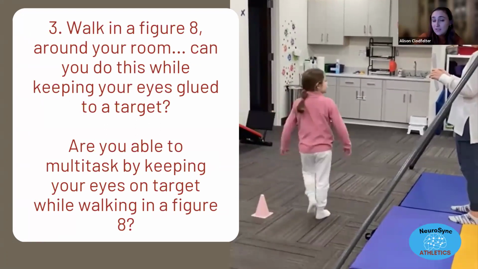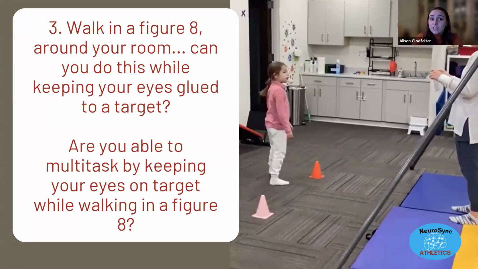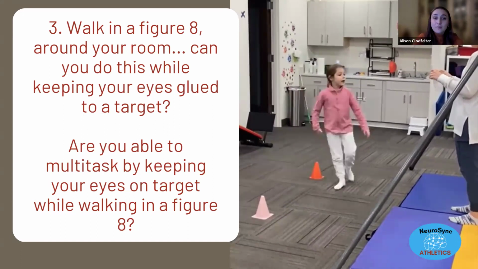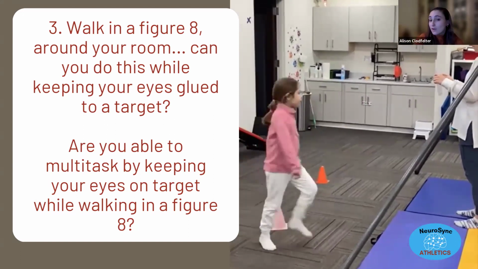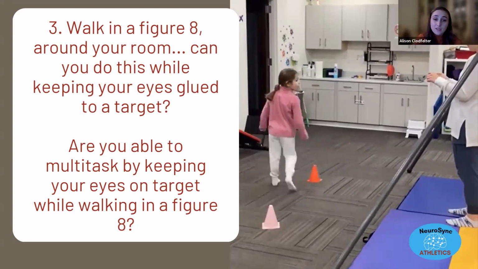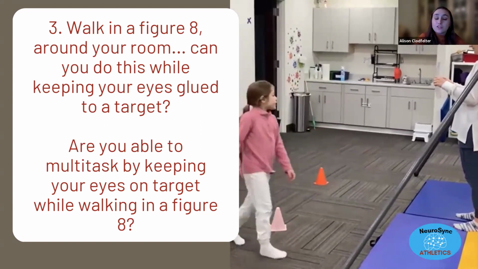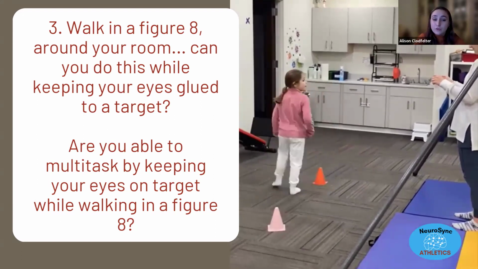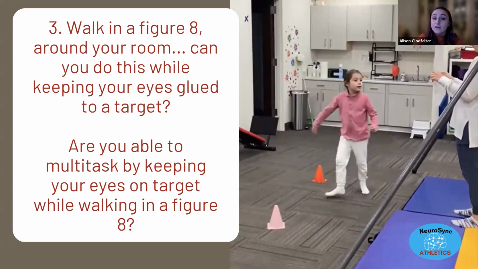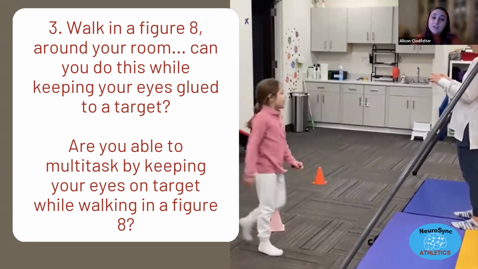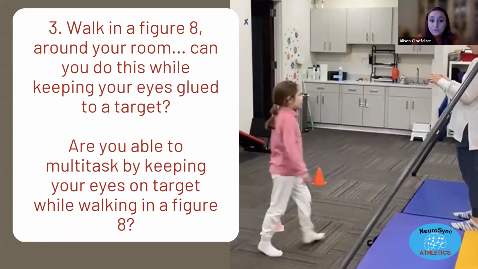So our last movement that we can experiment with, this one's a little trickier. If you don't have enough room in your environment, that's okay. But you can test it out if you have a safe, open space to try it in: a figure 8 walk. You can start to walk in a figure 8 around your room while combining your eyes with this. So keep your eyes glued to a target while you're moving.